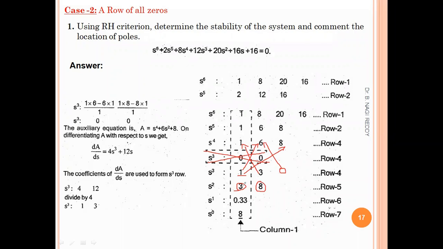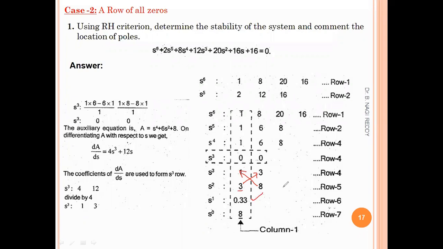Now we have got the s square coefficients also, right? Then we need to calculate the s power 1 coefficient. So 3 into 3 minus 8 into 1. 3 3s are 9. 9 minus 8 means 1, divided by 3. 1 by 3, which is 0.33.